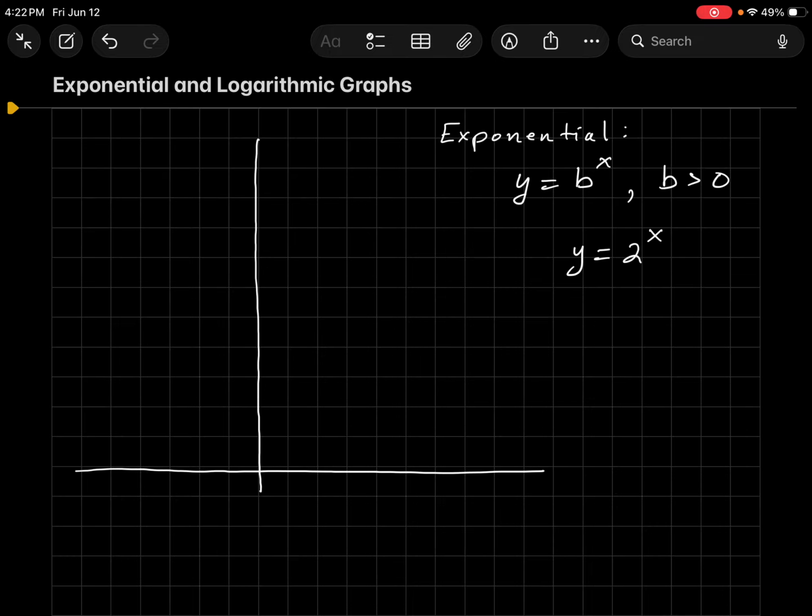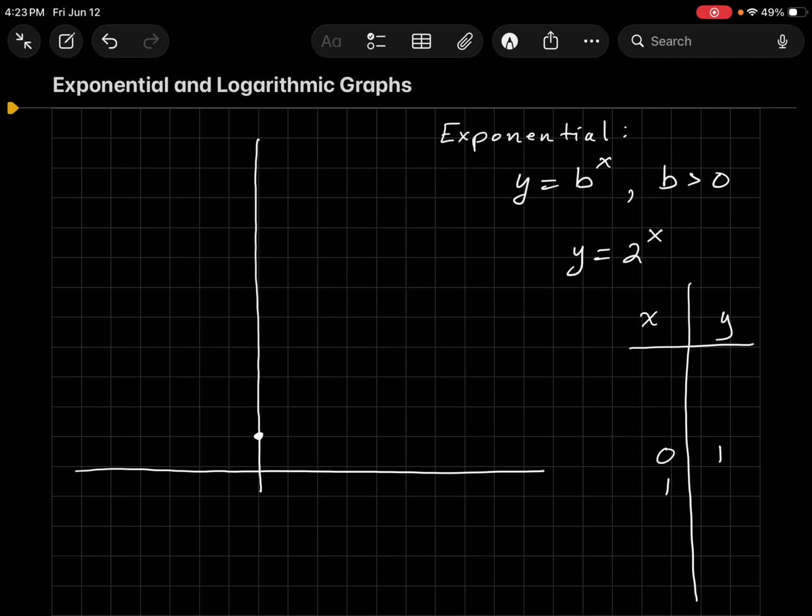And let's make a plot of it. We can do a simple t-chart, x versus y. And I'm going to start at x equals 0, but I'll put it down here a little bit. So when x equals 0, y equals 1. Anything to the 0 power is 1. So my graph will go through the point 0, 1.